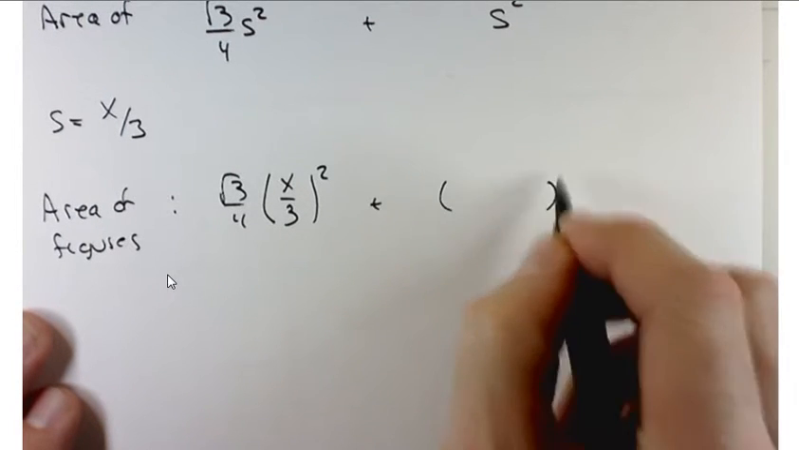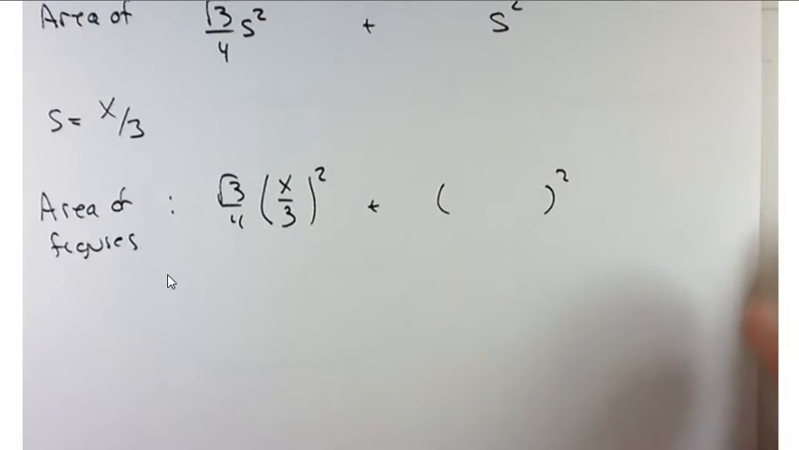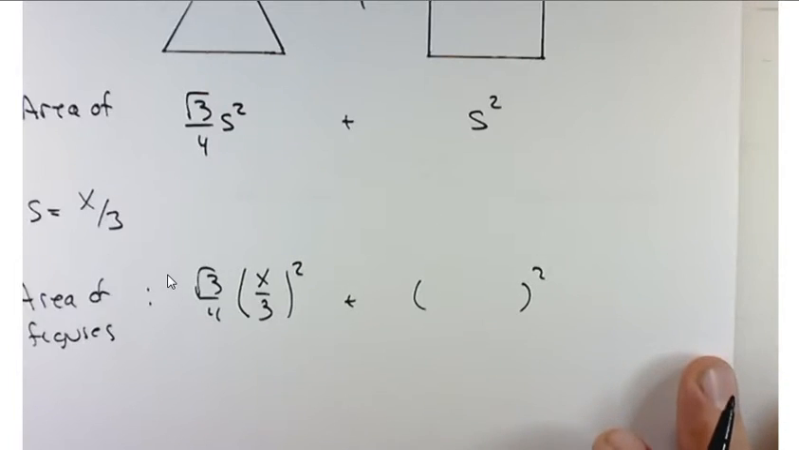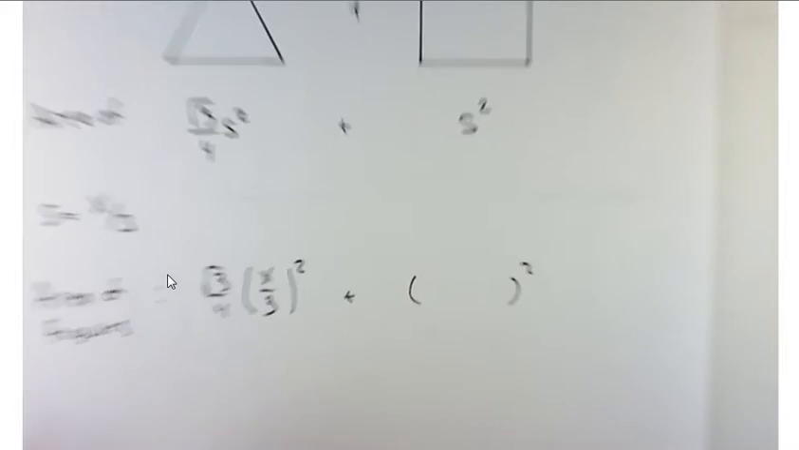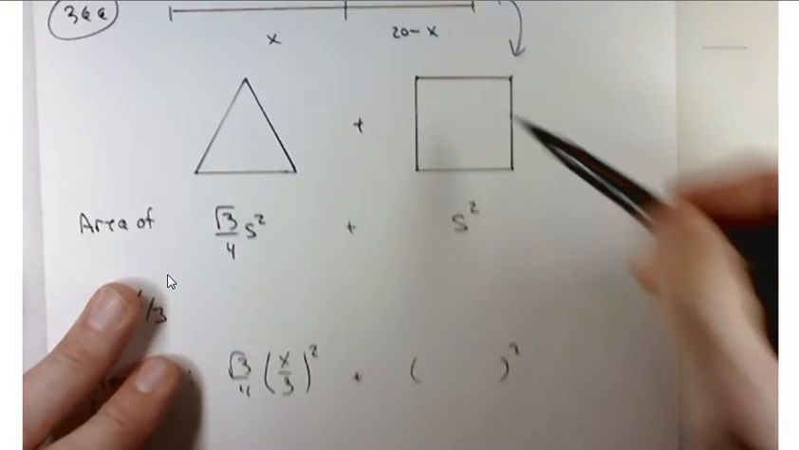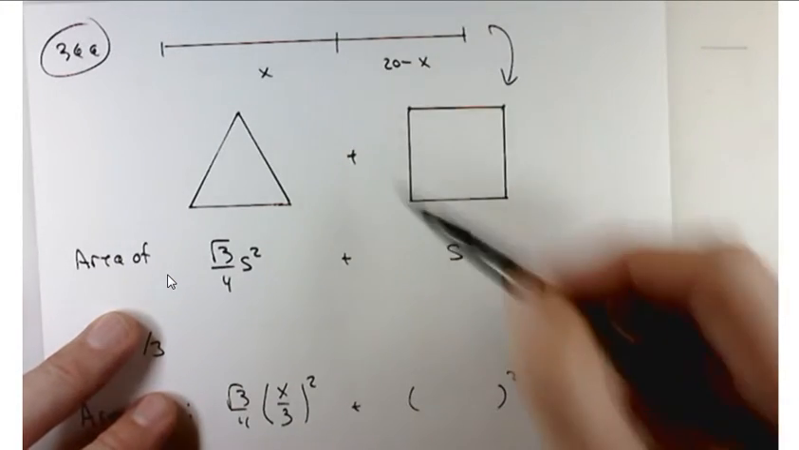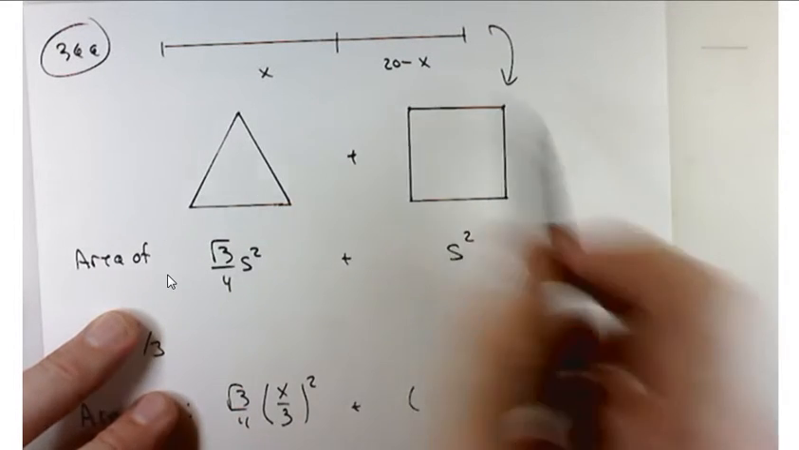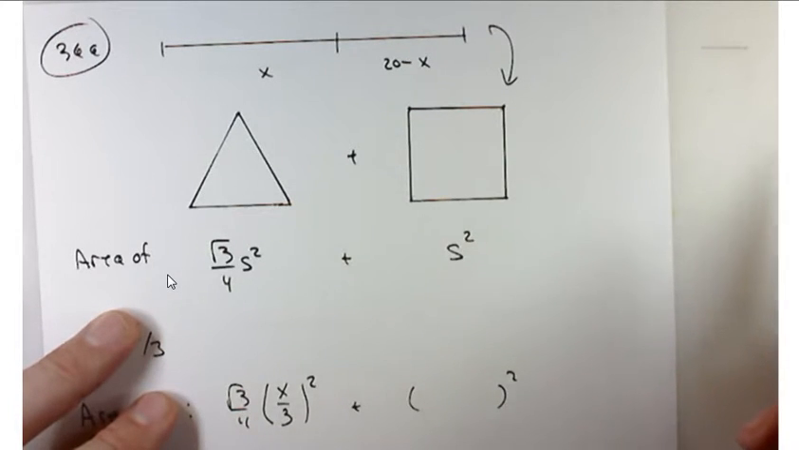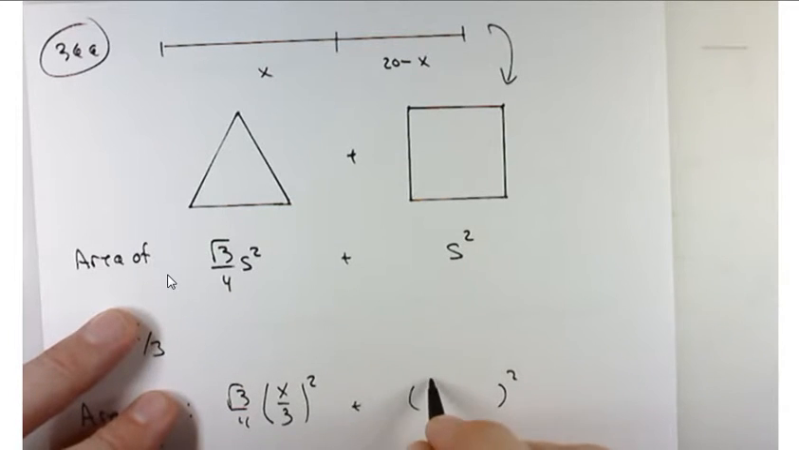plus something else squared. Now don't make Charlie do all the work here. Not quite. Because that 20 minus x has to get divided up into the entire length, right? It's not just 20 minus x this way. The whole thing is 20 minus x. 20 minus x over 4.